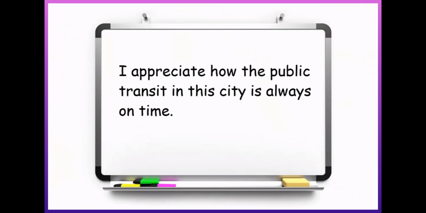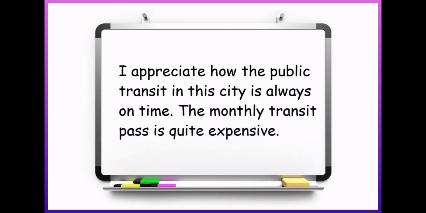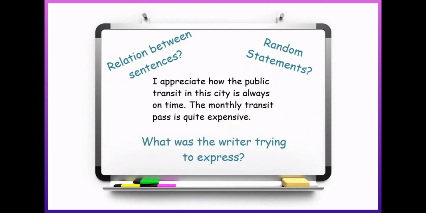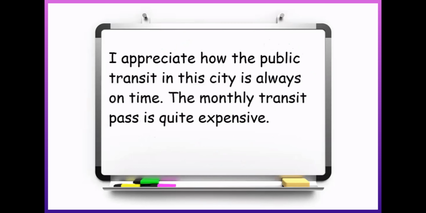First, here's an example of a couple sentences with no transition. I appreciate how the public transit in this city is always on time. The monthly transit pass is quite expensive. If a reader were reading this, they'd probably be kind of confused. What's the relation between the two sentences? Or are they just random statements? What was the writer trying to express?